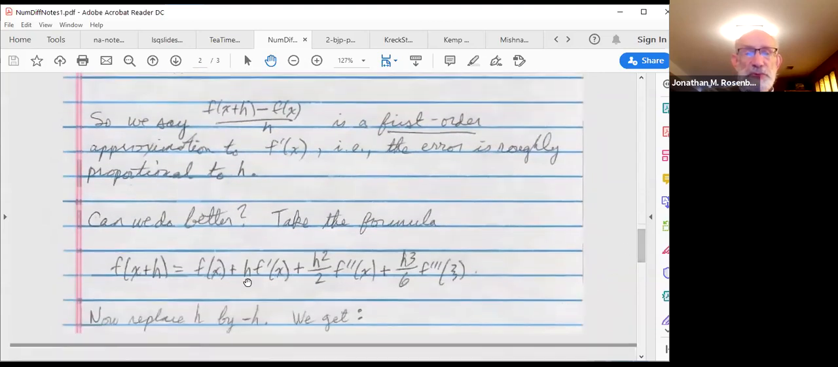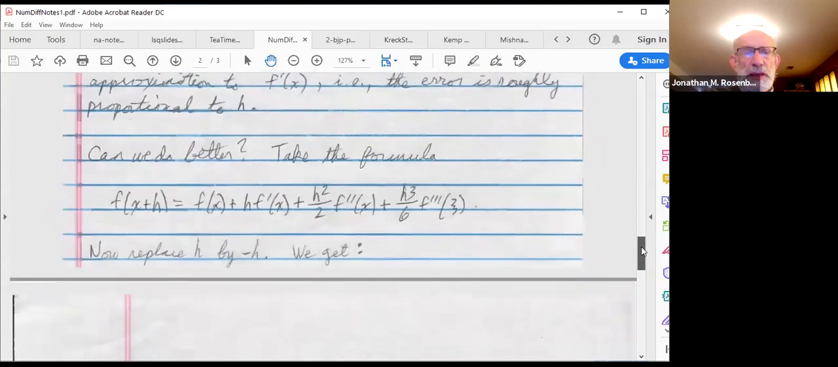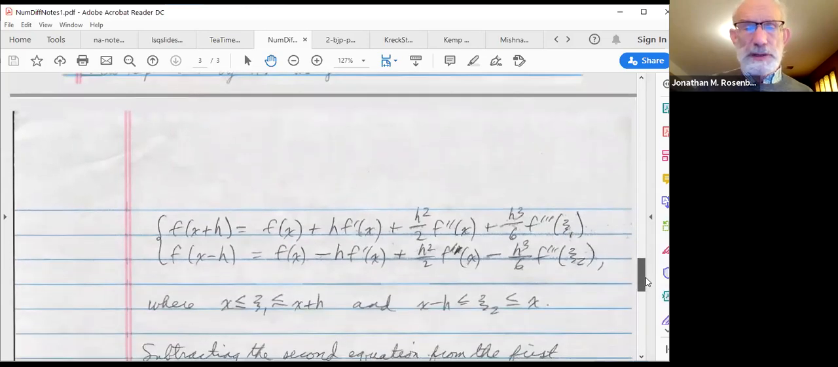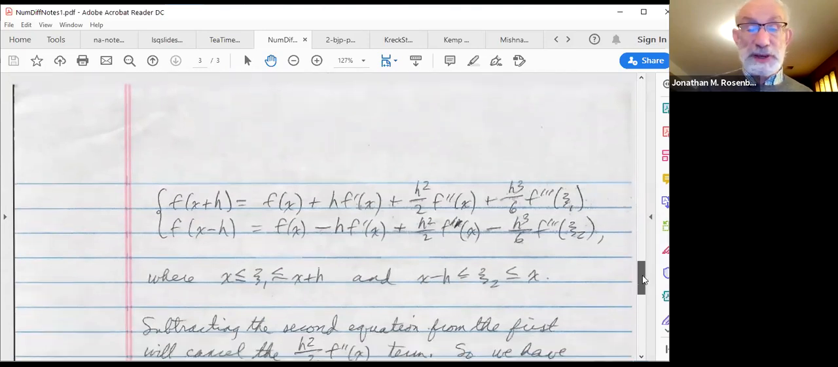So let's take this same formula over here, but replace h by minus h. We had the original formula, which had the h in it. And now here's the same formula with h replaced by minus h. So remember, when you change the sign of h, you don't change the even powers, you only change the odd powers. Those change by a sign. So this term changes sign and this term changes sign. Okay? And there's a xi1 in this formula, xi2 in this formula. The xi1 and the xi2 lie in their respective intervals. We don't really care very much about what their exact values are.